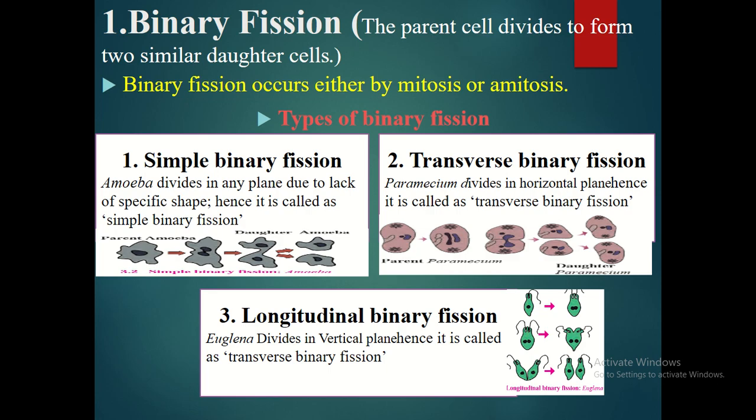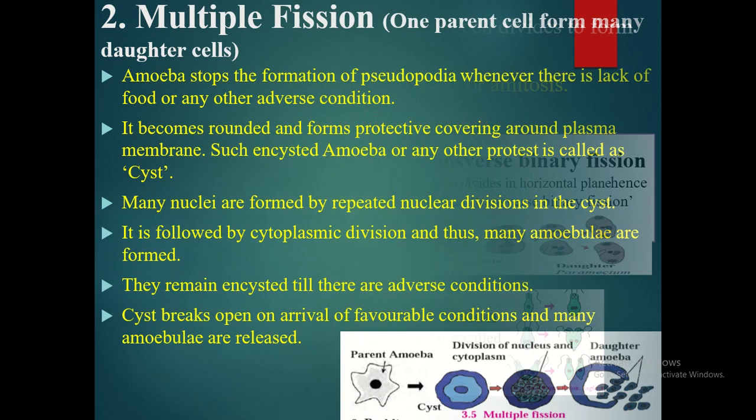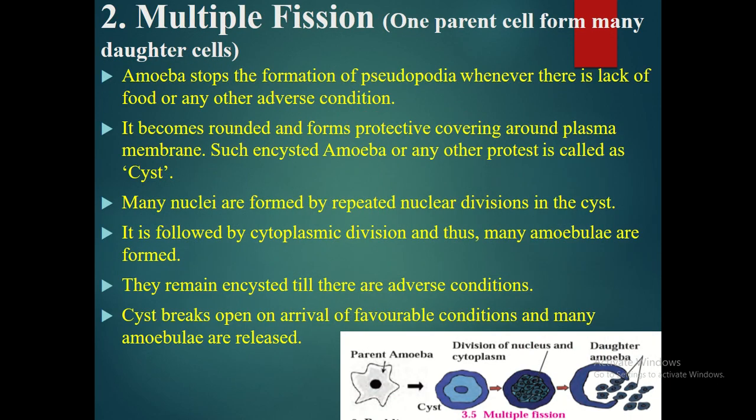Second, transverse binary fission, in which paramecium divides horizontally to produce two daughter cells. Third, longitudinal binary fission, in which euglena divides vertically to produce two daughter cells. Second type, multiple fission, in which one parent cell gives rise to many daughter cells.